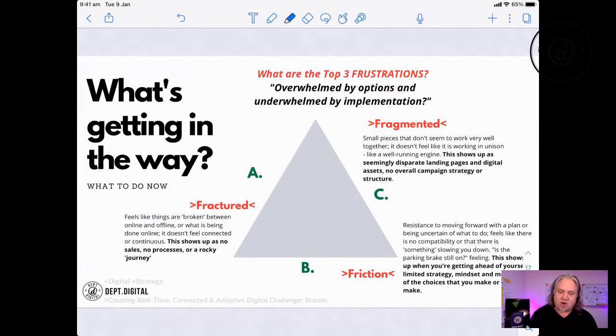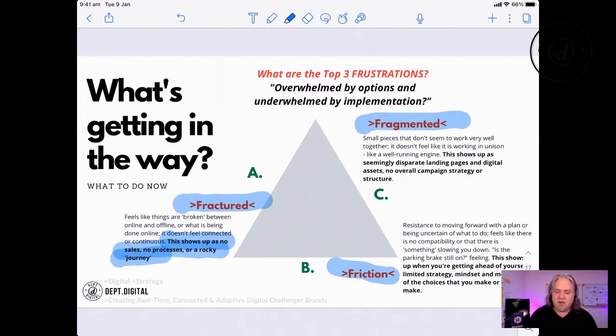There's three top frustrations that I see every single day, day in and day out, based on feeling fractured, having friction, and being fragmented as well. And what is fractured? Well, feels like things are broken, right, between online and offline, or what is being done online. It doesn't feel connected or continuous, and this shows up as no sales, no processes, or a rocky journey.